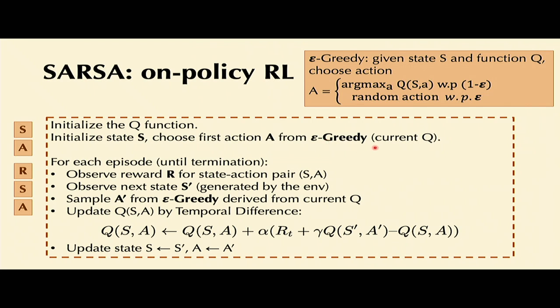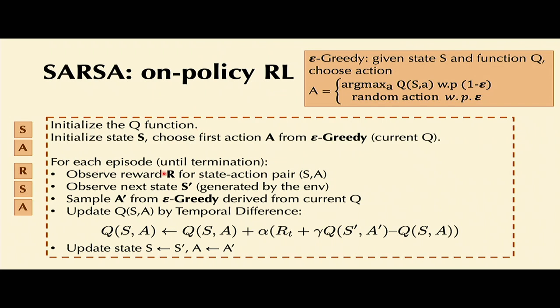The only thing we want to do now is update our Q function to update our policy and get a better and better policy, in the same way as we did value iteration before, except that now we cannot compute the exact value update. We have to sample it from the trajectory. So for each episode, we're going to sample this state, action, reward, state, and next action, hence the name of the algorithm.